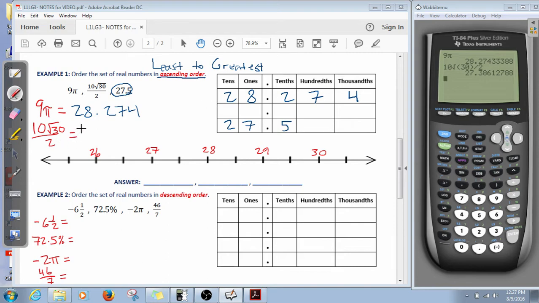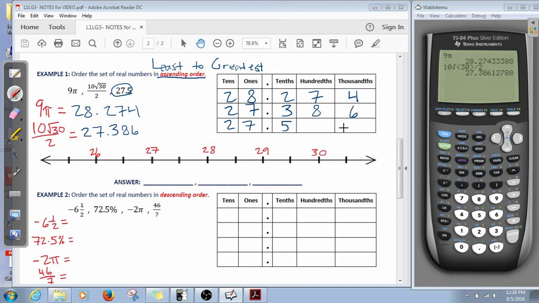I can see all these numbers are pretty close, so I'm going to really need to pay attention to golden rule number 2. 27.386. I mention golden rule number 2 because that's the next thing I need to do.